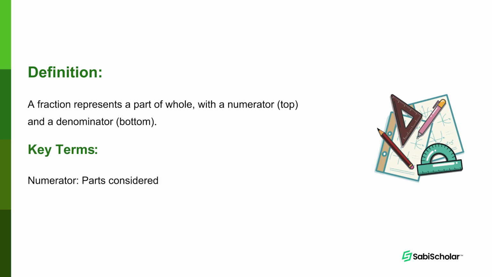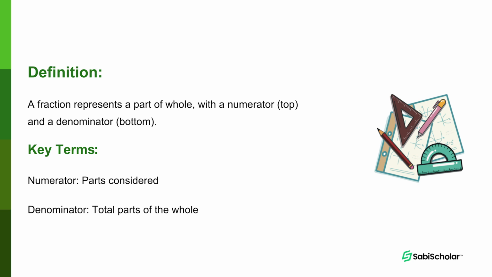Key terms are the numerator, which is the part considered, and the denominator, which is the total part of the whole. Let me give you a good explanation on this. If you ask for 5 notebooks from a friend, you say, hey friend, give me 5 notebooks. The total you are asking for is 5, but the friend is only able to give you 3. That is the part the friend gives you. So what you got from the friend is 3 out of 5. That is 3 over 5.